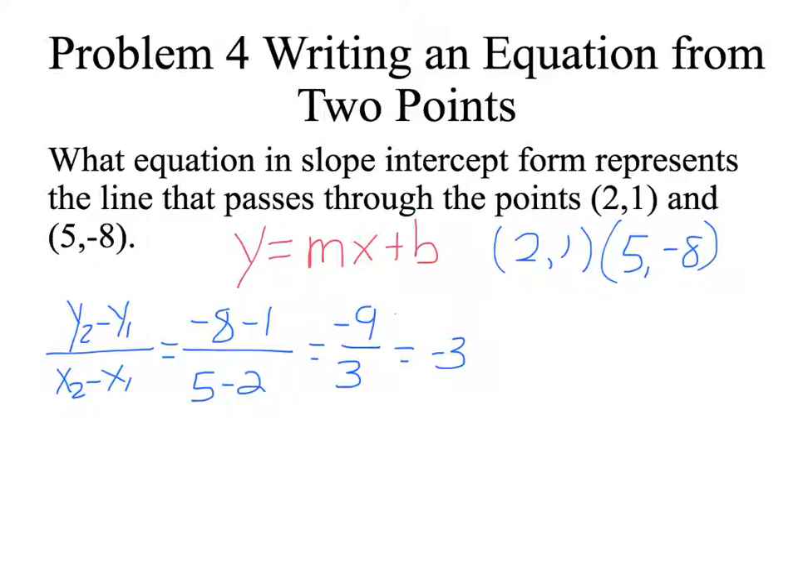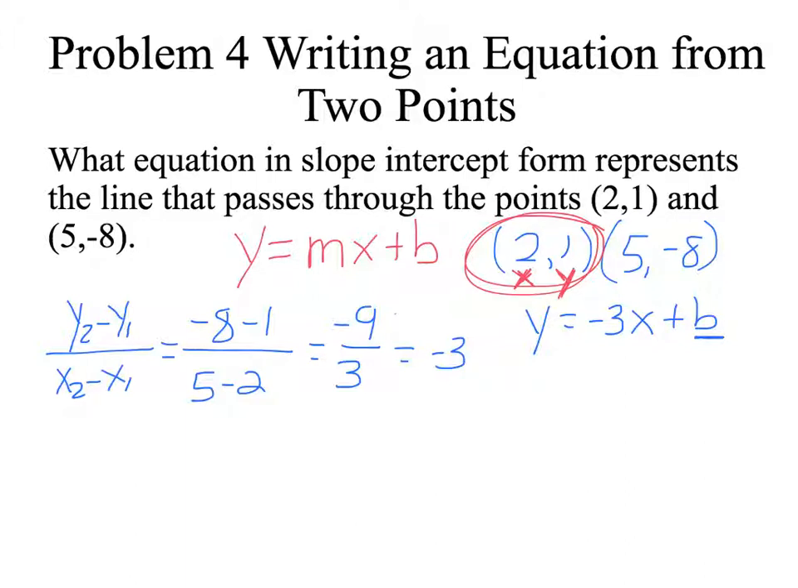So this is what we have so far. y equals negative 3x plus b, because we don't know our y-intercept. So if we're going to solve for b, we have to leave that as it is, and you're going to pick either ordered pair you want. Now, I'm going to pick this one because it doesn't have any negatives in it. Now, in this ordered pair, 2 is your x value and 1 is your y value, because that's how all ordered pairs go.